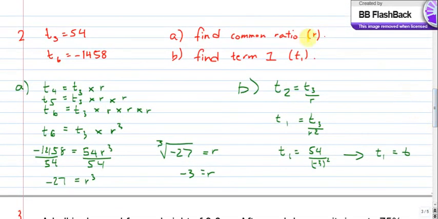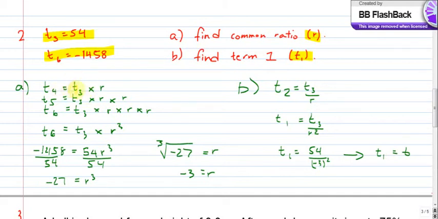Moving on to question 2. This gives us two pieces of information. Term 3 is 54 and term 6 is negative 1,458. And there are two questions. First is to find the ratio, which is what do you multiply by, and second is to find term 1. So let's first find the ratio.